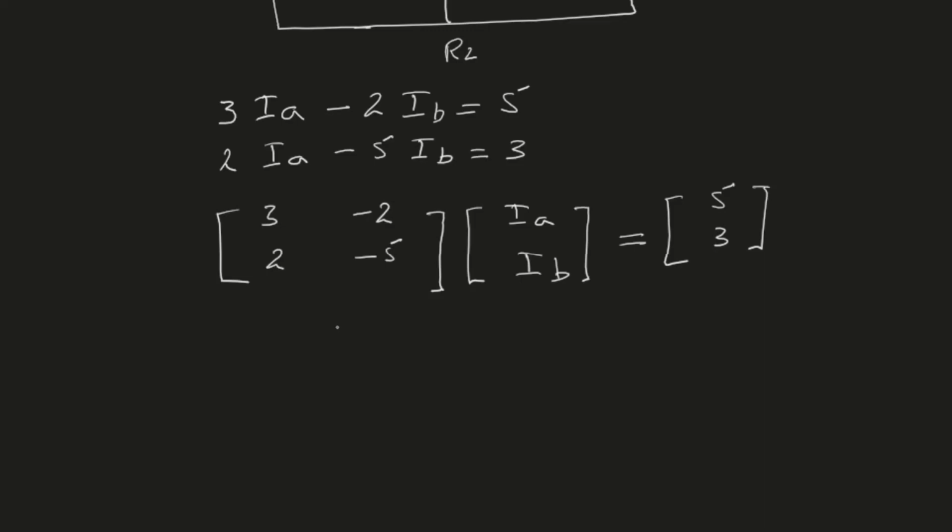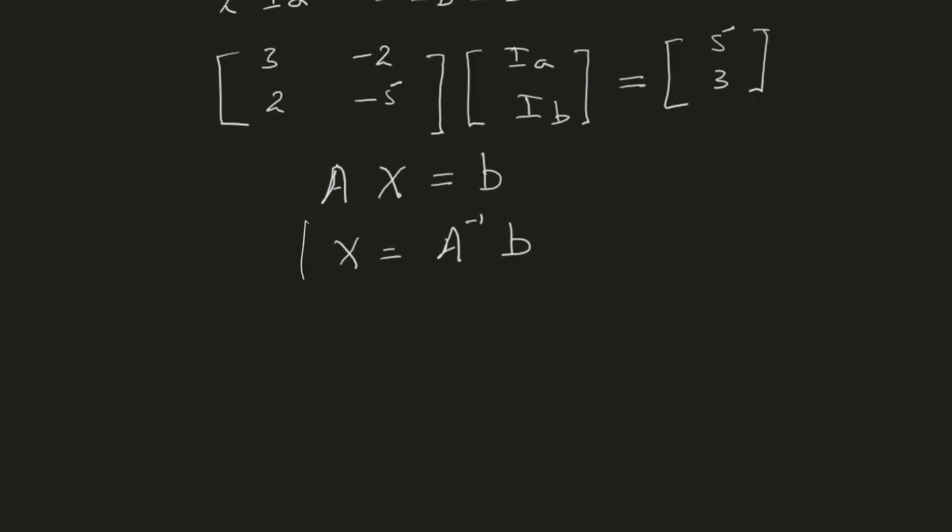Now, the first matrix, we typically call it A. The second one is called X, and the one on the right is called B. So this is how we write it in the matrix form, AX equals B. And we know that if we want to find X, what I can do is multiply both sides by the inverse of A. So that will give me X equals A inverse times B.